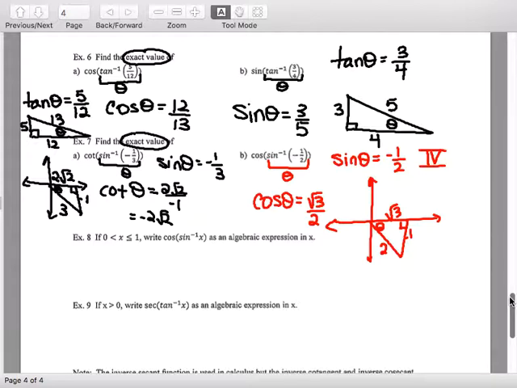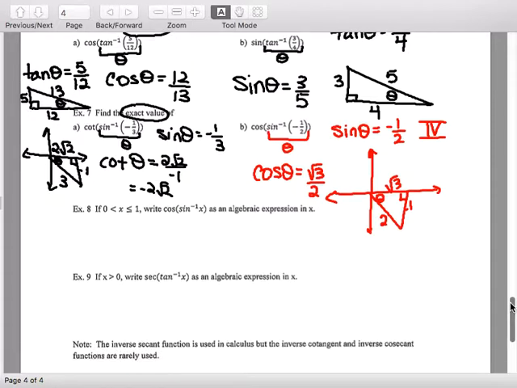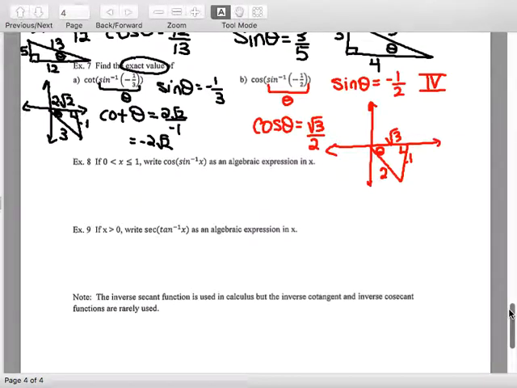Notice these are compositions because I'm putting one function inside the other. All right, example 8 and 9 are the same. I just thought I'd do one and then let you practice one. It says if x is between 0 and 1, write cosine of inverse sine x as an algebraic expression in x. So watch this. It is really the same thing as what we were just doing. If I take the inside, the inverse sine of x is theta. So this means the sine of theta is x, or let's say x over 1.